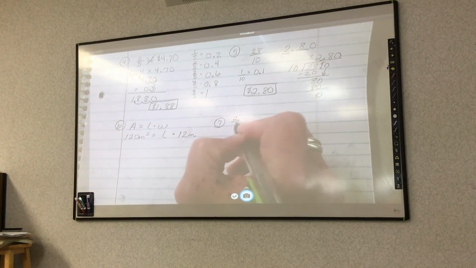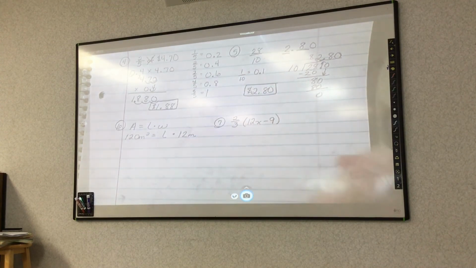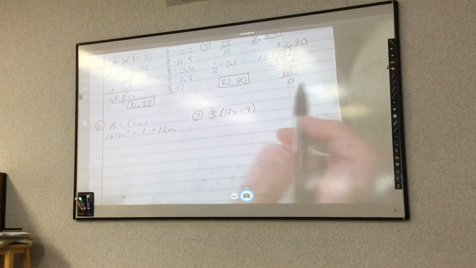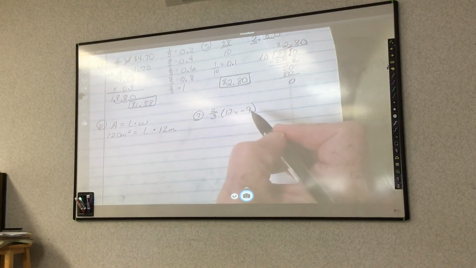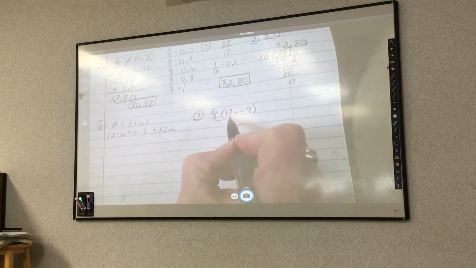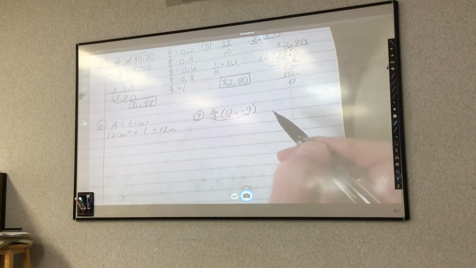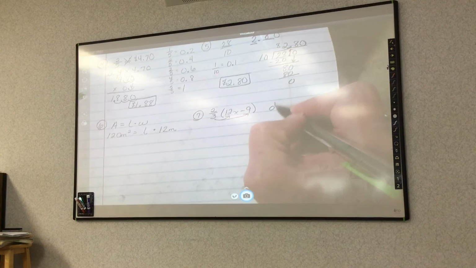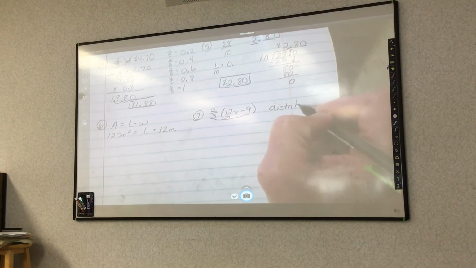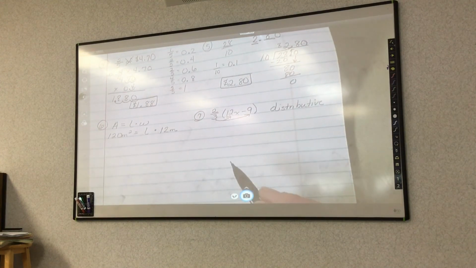7 is 2/3 times the quantity 12x minus 9. It says to expand. What does that mean to expand it? You're gonna finish doing the work, right? So I'm gonna take 2/3 times the 12x, and then 2/3 times the 9. What is that called? Excellent. Everybody needs to write it down. Distributive property. I'm just gonna write distributive, we know that the next word would be property.